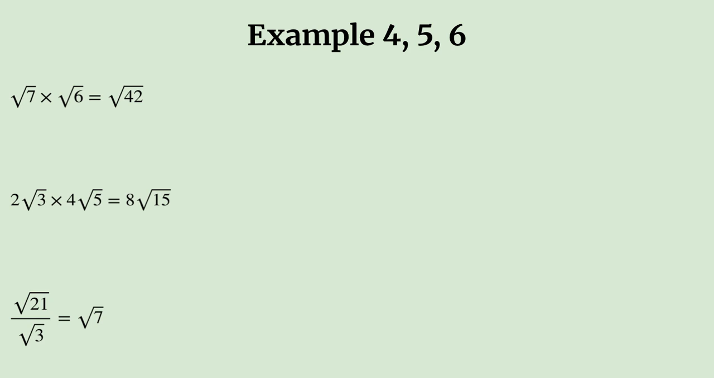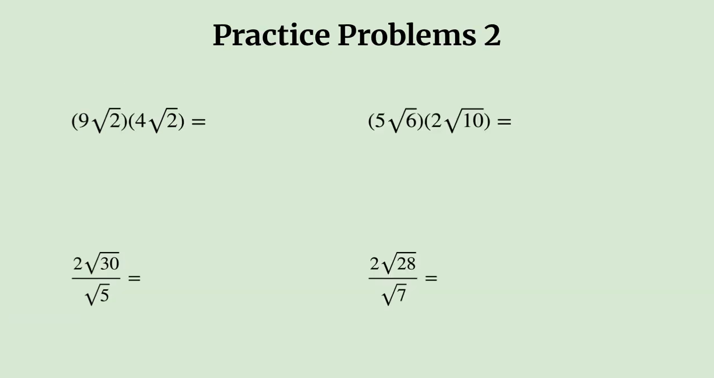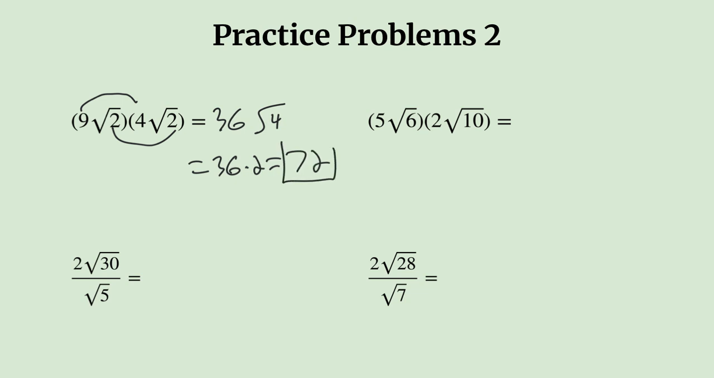A few examples you can copy down. You can go ahead and try these problems out and I'll go over them. All right, so 9 times 4 is 36. Square root of 2 times square root of 2 is square root of 4, which is 2, so 36 times 2 is 72.